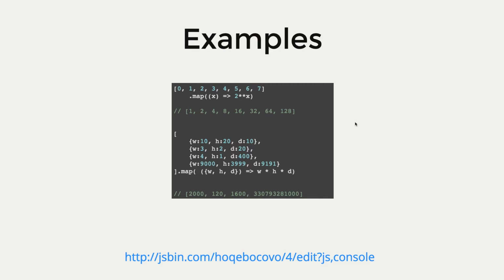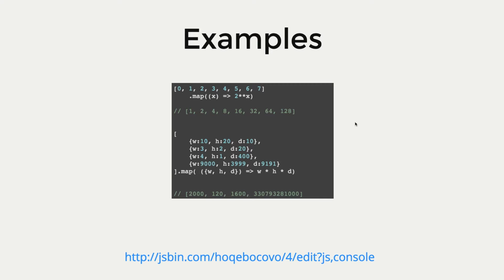All right, down below, what's going on there? Who wants to explain what's happening on the bottom one? So we have an array of objects. Each object has a w, h, and d, right? We're mapping each of those. We're destructuring the argument there. And we're returning the volume. You said that earlier.